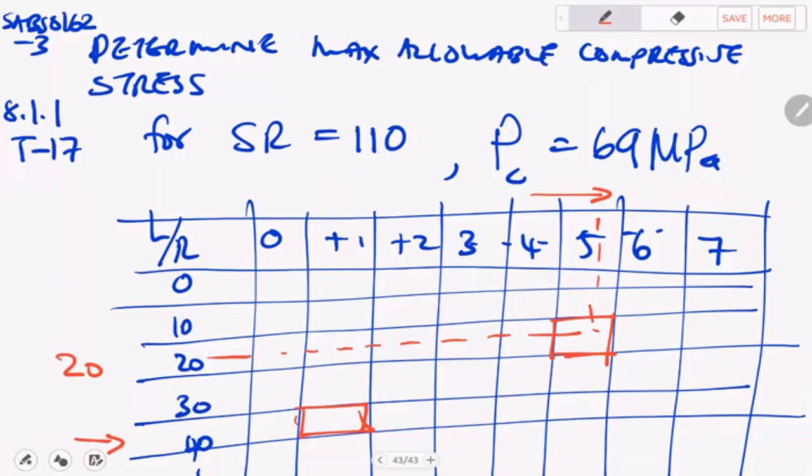All right. So for our case, we went to 110. So 110 and 0, right? That's your 110, which is giving us a stress of 69 megapascals. So that's how we got this 69 megapascals. Are you covered now? Yes, sir. Thanks, sir.